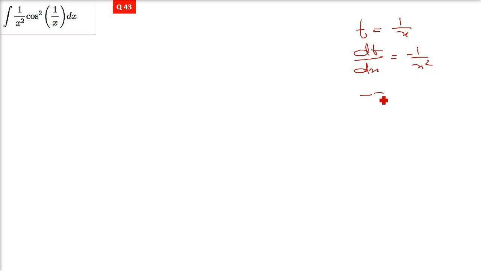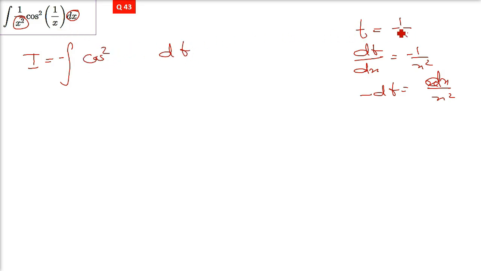Dx you can take on the right. So negative dt is equal to negative dx by x square. Negative goes on the left, so it is dx by x square. So this integration is going to become like this: negative goes out, dt remains here. It's cos square 1 by x, which is cos square t.